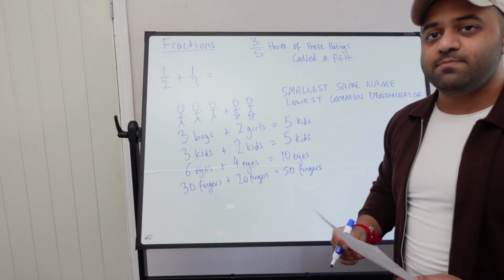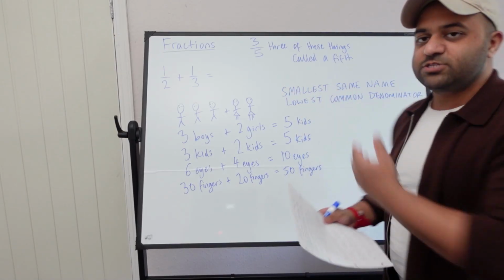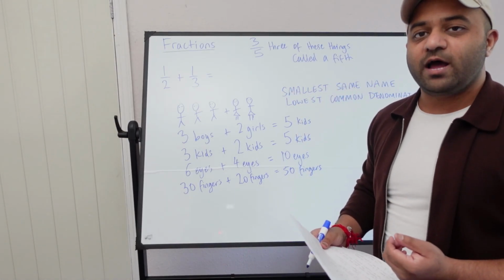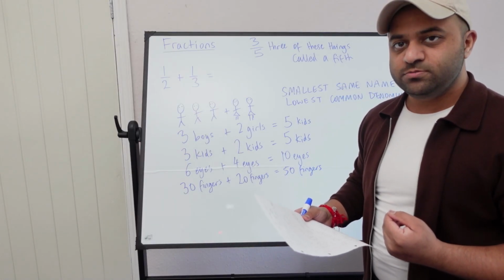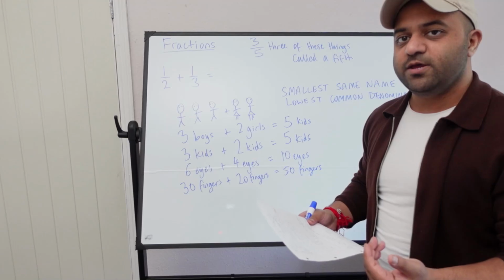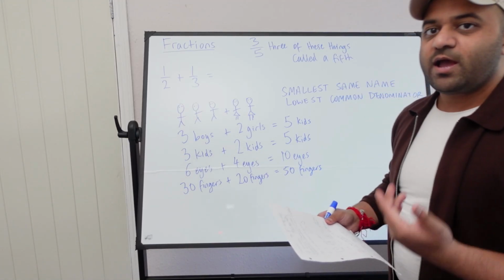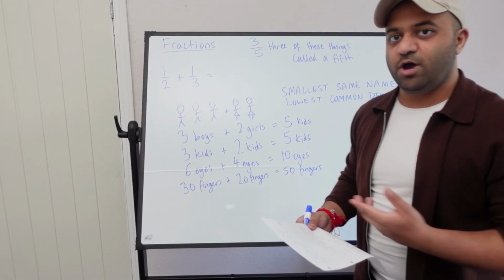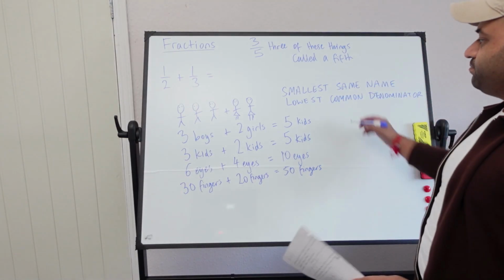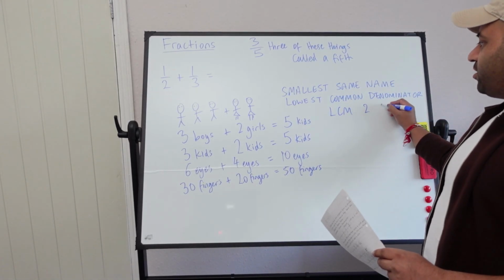Smallest same name, lowest common denominator. So going back to this question, a half and a third, those are 2 different types of fraction. So we want to rewrite it so that they both have the same name or the same denominator. And this will involve the lowest common multiple of the denominators, 2 and 3. So what is the LCM of 2 and 3?